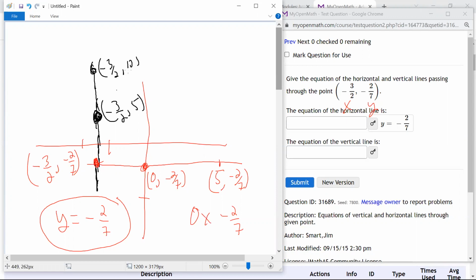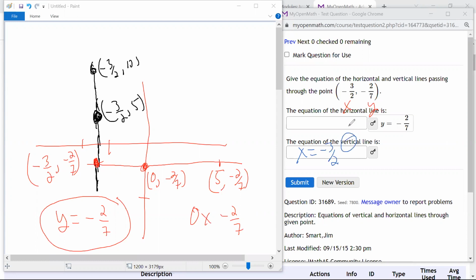Just making up the y values. I know the x's are always the same, so for vertical lines, x's are always the same. We would write x equals, because there's no slope there, right? It's a vertical line. So x equals -3/2.